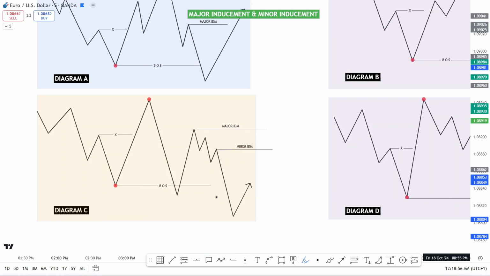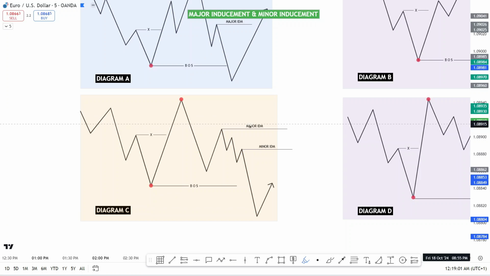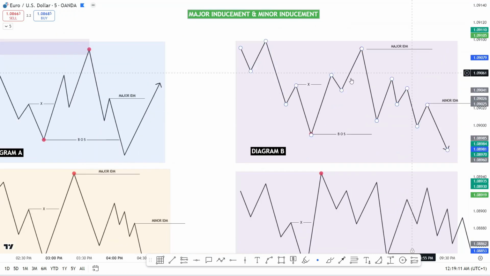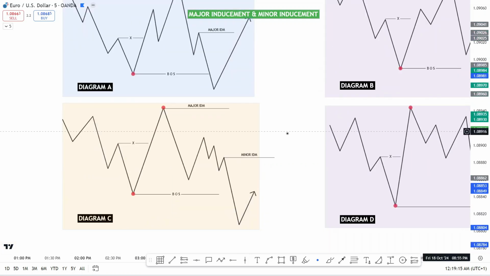So let's go back. Then I'm going to explain to you how this diagram should work. Okay. So in this case, the way this diagram is, just like diagram B, this becomes the major inducement. And where is the minor inducement? Of course, this is your minor. This is a minor inducement. This is a minor inducement. This is a minor inducement. Are you with me? All right.